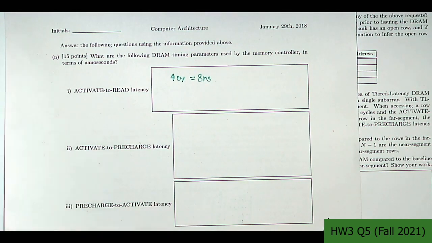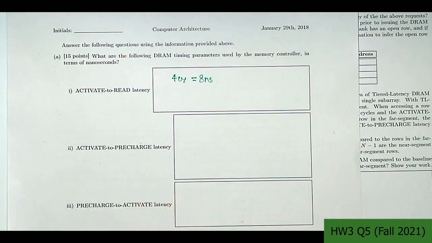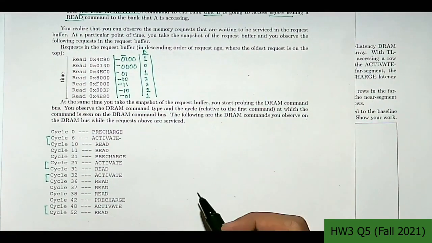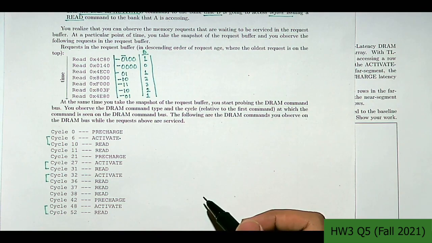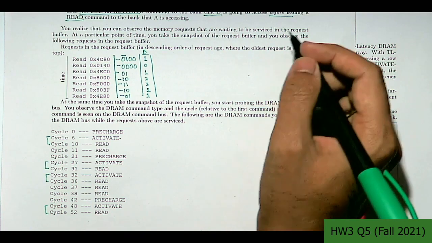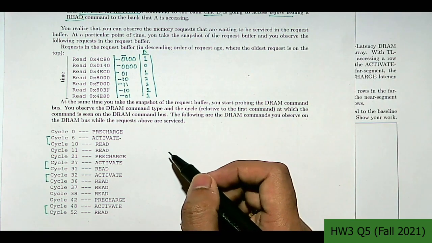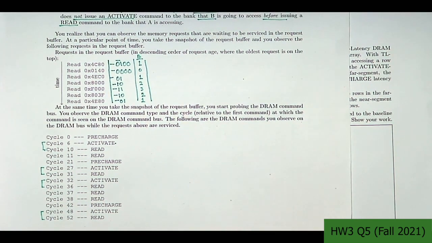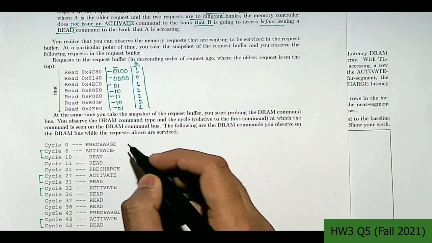Make sense? Okay. Now the second question is activate to pre-charge latency. If you recollect the DRAM operation, activate to pre-charge latency has to do with the DRAM row conflict. If you have a different open row, you need to close that row before opening a new row, right? So let's focus on the accesses which are going to the same bank. Make sense?